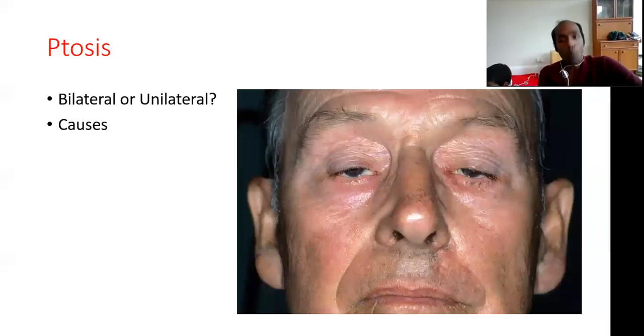Moving on. If you move on to the rest of the cranial nerves, another common problem you will see in your examination of the cranial nerves is ptosis. I'll talk a little bit about ptosis, but then we'll move on quickly. Now, ptosis is due to a weakness of a particular muscle. What is that muscle?